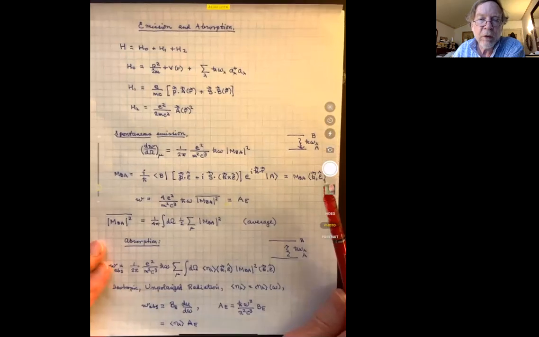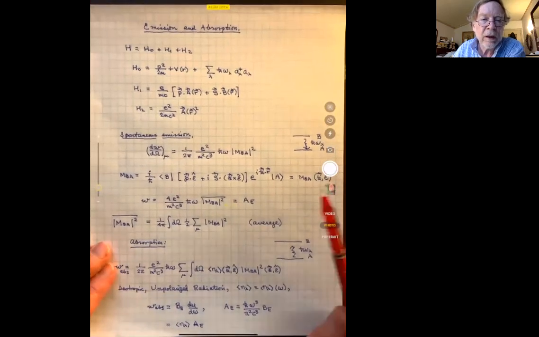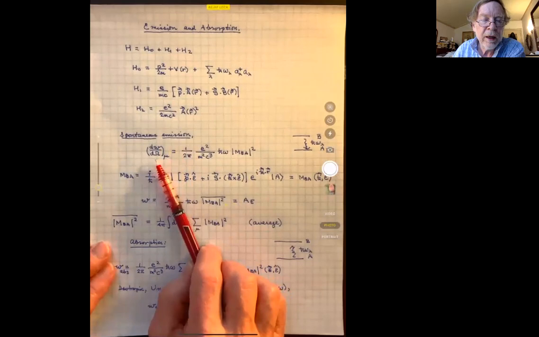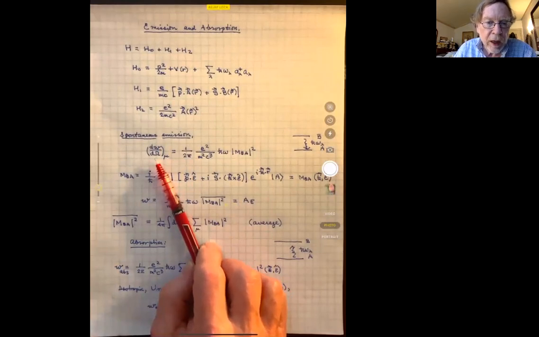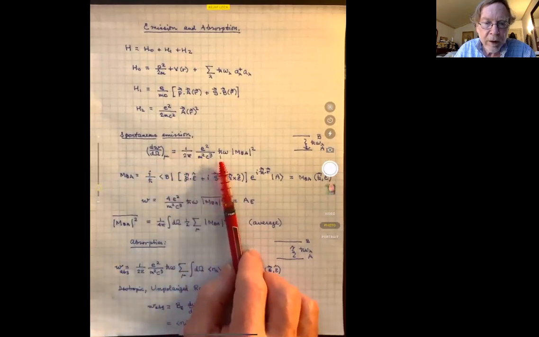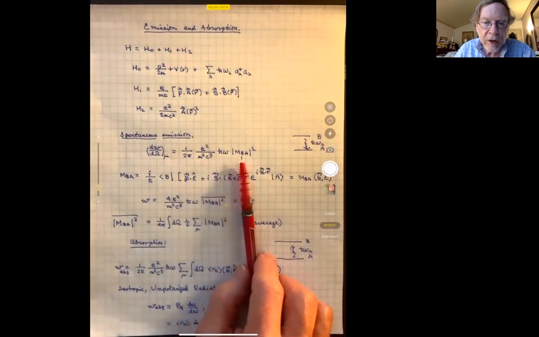We then use the quantized theory of the electromagnetic field to derive the expression for the differential transition rate. This is the rate W per unit solid angle per time for a given polarization mu of the outgoing photon. And it's expressed in terms of a bunch of factors here that you see here, times the square of a certain matrix element, which I call M_BA.